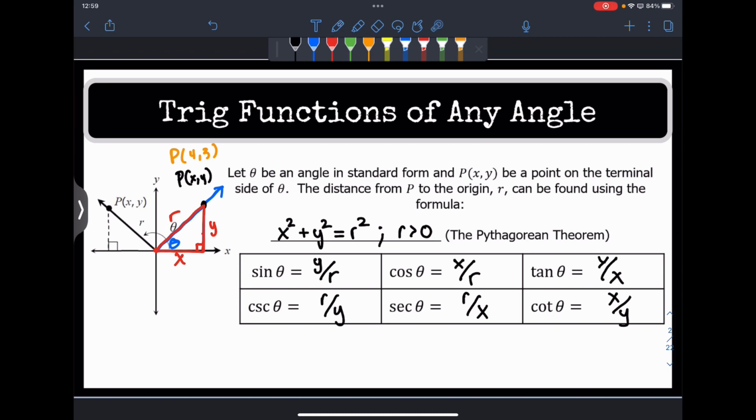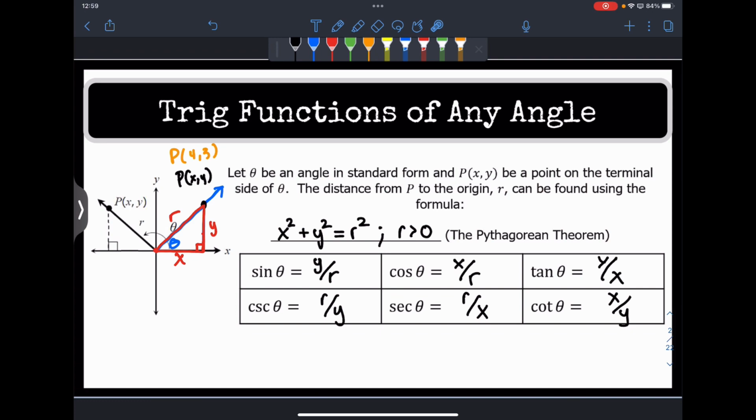And because from right triangle trigonometry we know that sine is the opposite over the hypotenuse, that gives us y over r. The same thing is true with cosine and tangent. Since cosine is the adjacent side, x, over the hypotenuse r, we get x over r. And tangent is the opposite side divided by the adjacent side, so y divided by x.